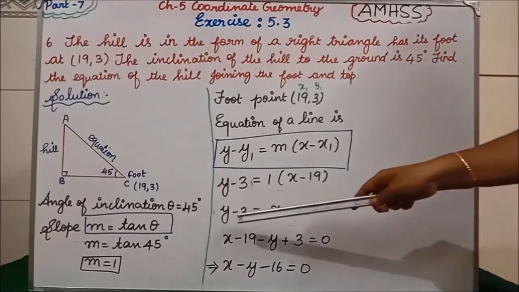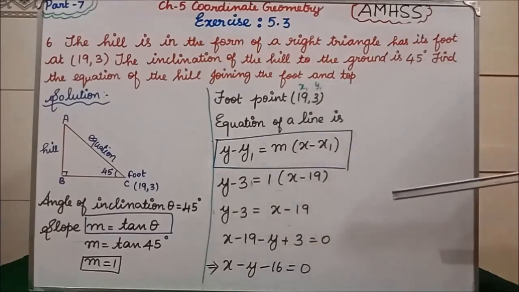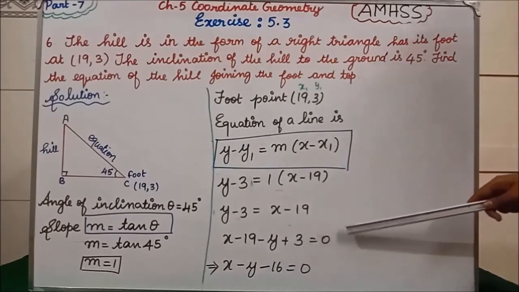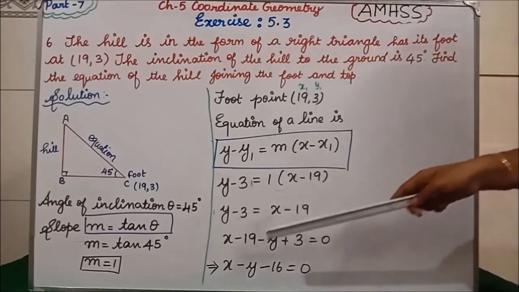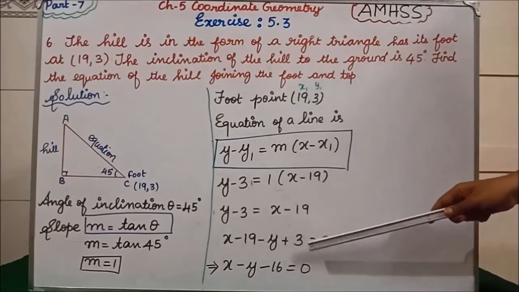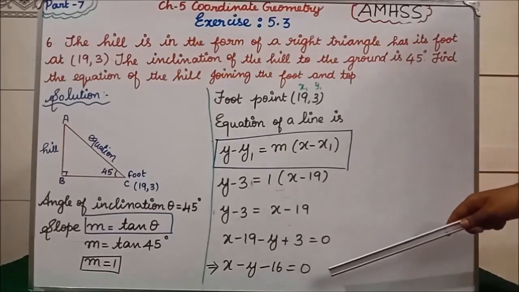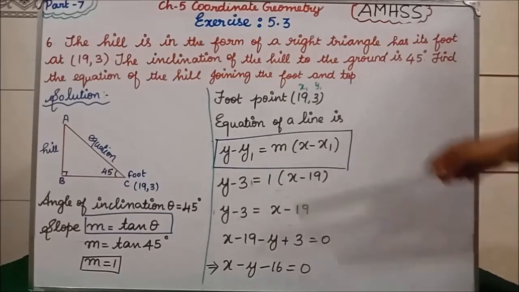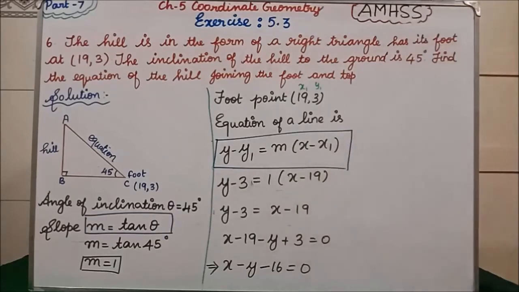So x minus 19 I am keeping as such. I am taking this y minus 3 to this side. It will become minus y plus 3 equal to 0. First I write the x term, then the y term, and minus 19 plus 3 is minus 16, equal to 0. This is the equation of the straight line joining the foot and the top of the hill. Clear, students? Next we will see the 7th question.